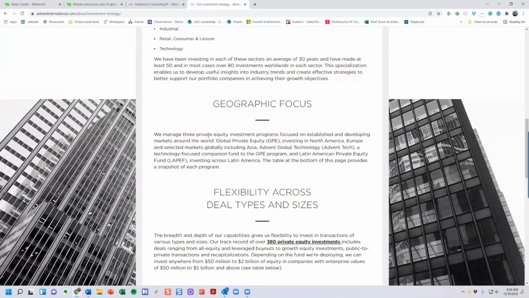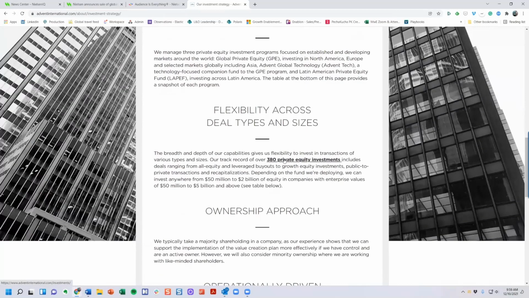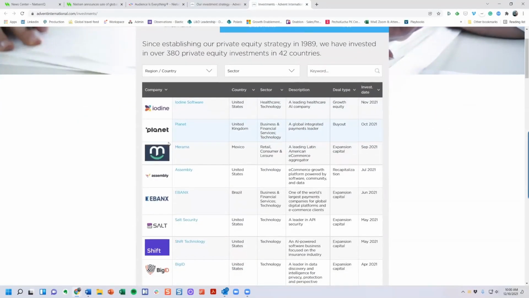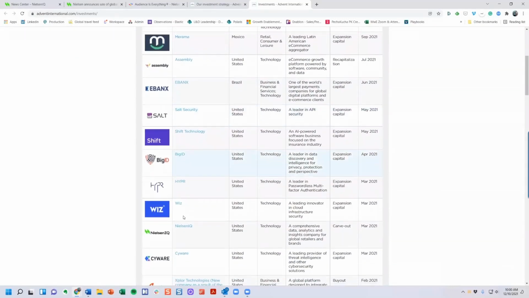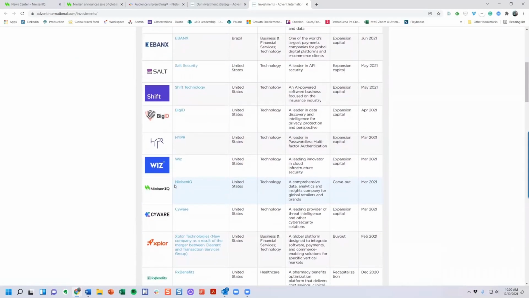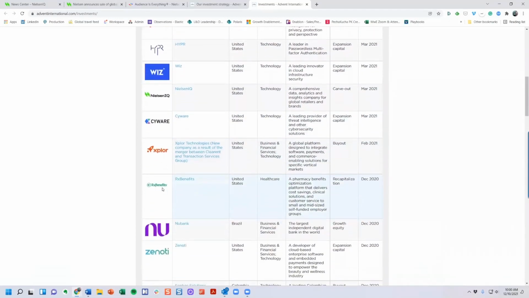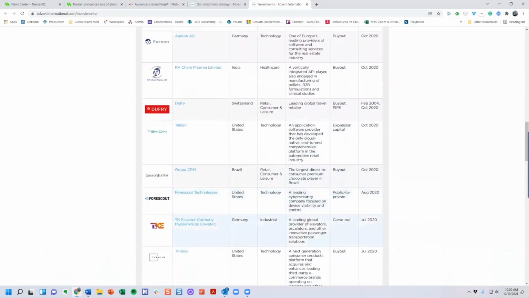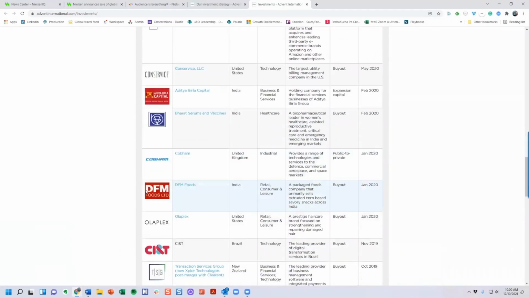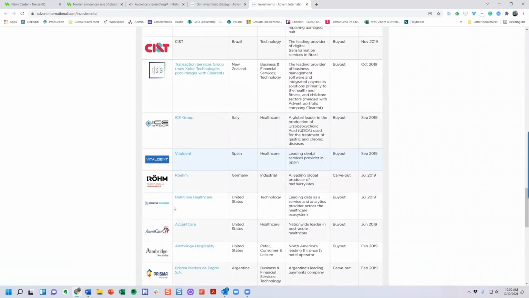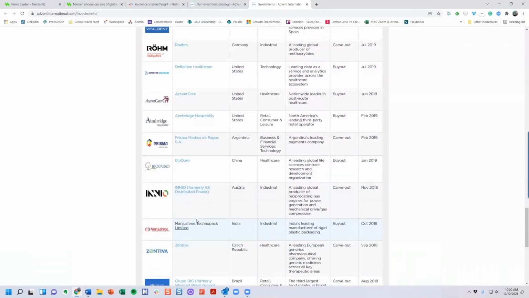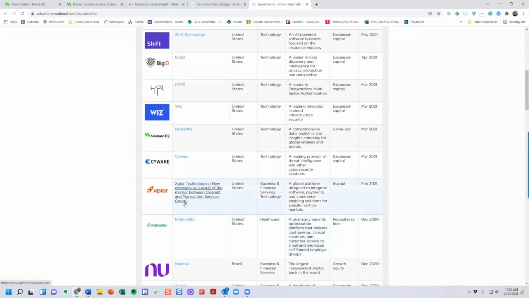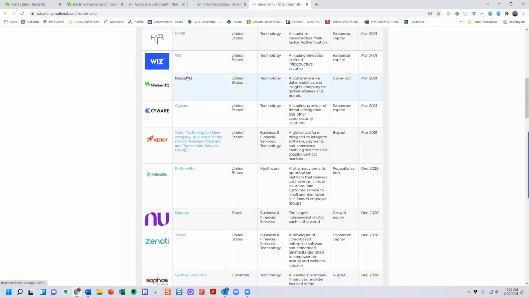They have these different sectors, geography, a track record of 380 private equity investments. So if I go here, let's see who else they're investing in. These are all the companies that they're investing in, of which one of them is Nielsen IQ. Okay, so all of these other companies are also in the portfolio, and the private equity firm owns a piece of it. And their goal is to grow these companies. So you can see all of the companies here. If I go back up to Nielsen IQ, yep, that just goes to their homepage.